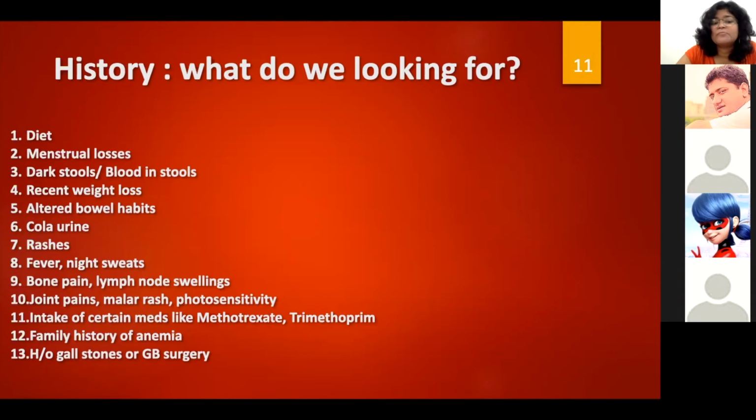Fever and night sweats are important, especially when we're thinking in terms of a leukemia or a lymphoma, and also in chronic inflammatory diseases like TB, which can cause anemia. Bone pain and lymph node swellings are important. Sometimes the patient tells you, I've got some swellings on my neck, or in my inguinal area, or in my elbow. So they tell you, and then you have to figure it out. Bone pain is typically seen in patients with leukemia, and they typically have sternal bone pain. Joint pains, malar rash, and photosensitivity suggest a history of SLE.